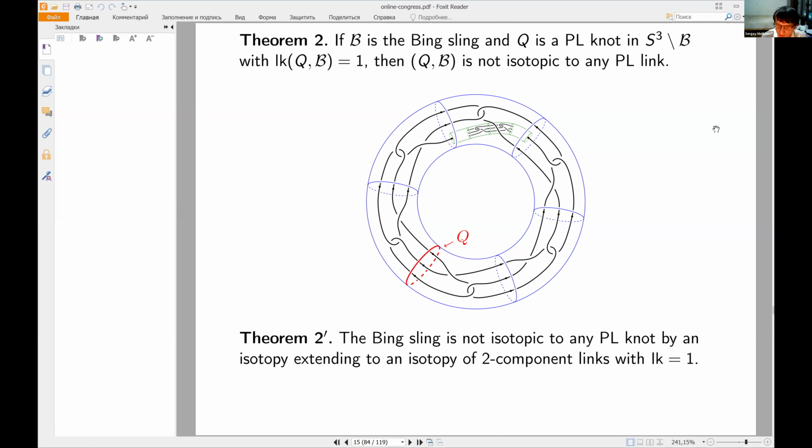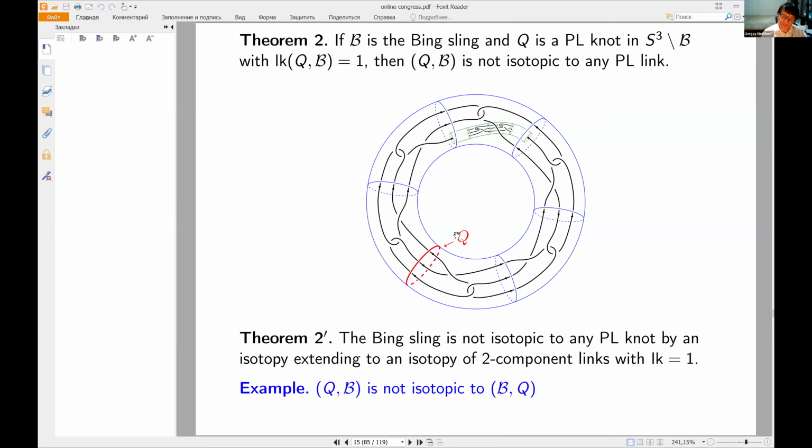Okay, so it doesn't actually have to be a PL knot, the one which you insert. It can be wild. So the version of theorem 2 says that the Binks link is not isotopic to any PL knot by an isotopy extending to an isotopy of two-component links with linking number 1. So here, this second component can be wild as well.